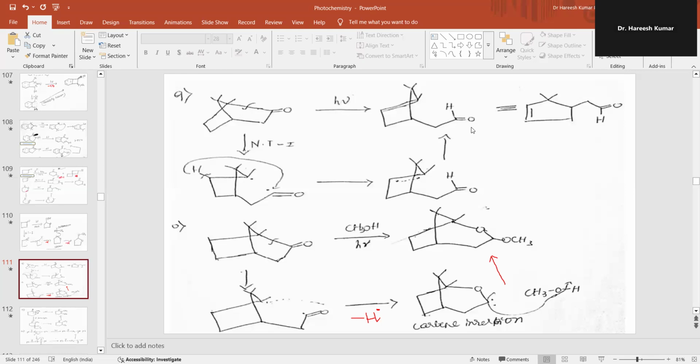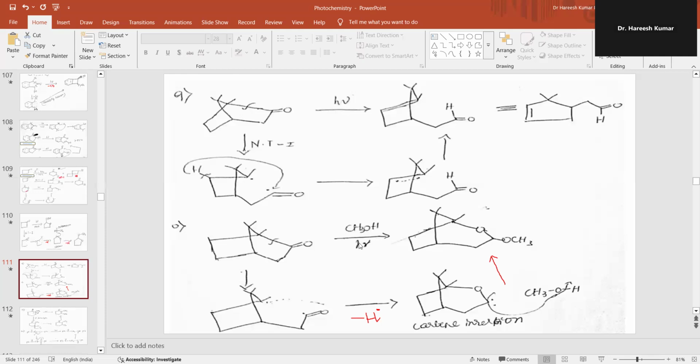That means a cyclopentenyl aldehyde will be the product. This is the one. So let's take one more example. This is also again unsymmetrical. What is the difference between these two? Here in this irradiation there is no solvent, but here there is a solvent. So the solvent gives a different product, more particularly ether moieties.